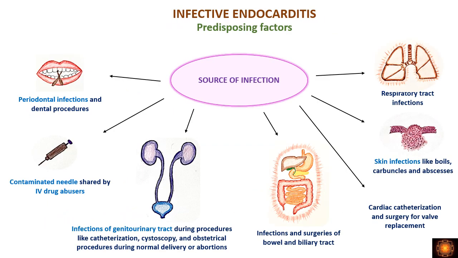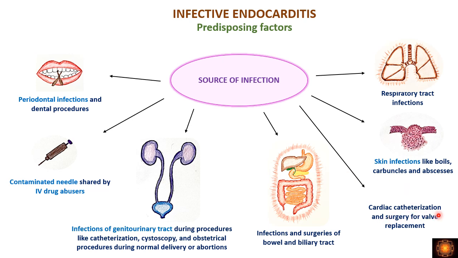So from where will these bacteria come? What are the sources of the infections? We should know. The most common source of infection leading to infective endocarditis is periodontal infections. So dental caries or surgical dental procedures can become one of the main sources of infection, or contaminated needles which are shared by IV drug abusers, then infections of the genitourinary tract, and certain surgical procedures like catheterization, cystoscopy, and obstetrical procedures, then infections of the GIT and pancreaticobiliary system, and also surgical procedures which get secondarily infected.